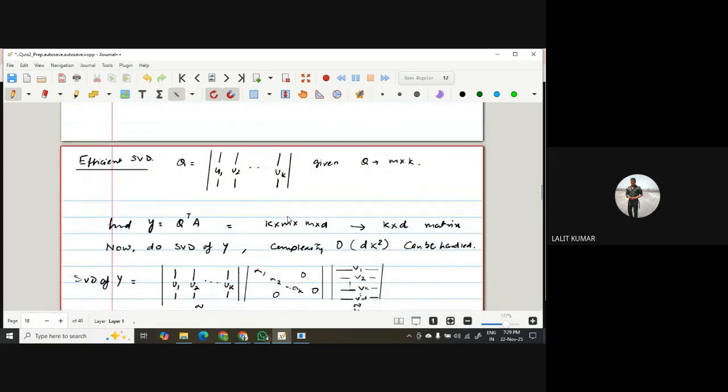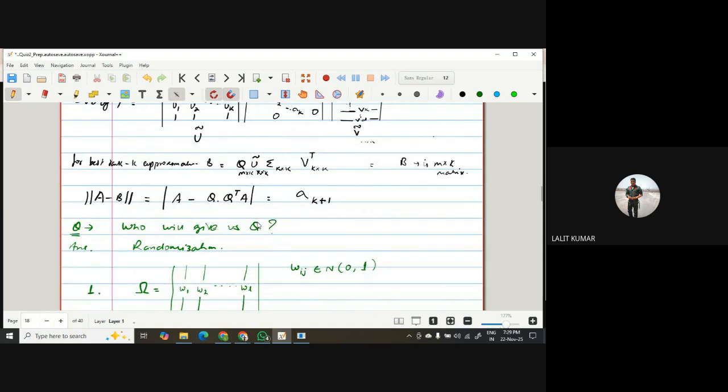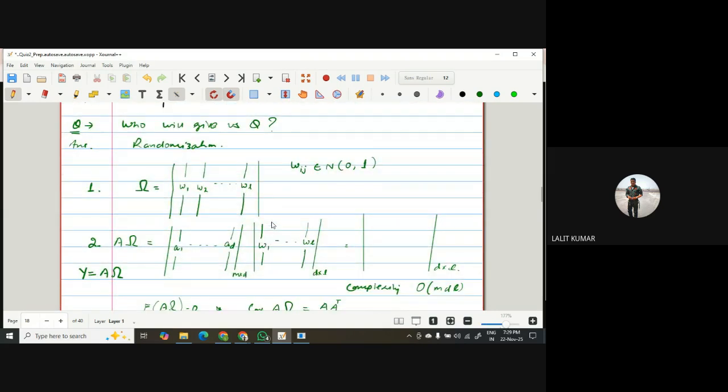Now we come to fast SVD. For fast SVD, what do we do? I'll just cover the important parts. We find a matrix which has all vectors with values from the normal Gaussian distribution, 0 and 1. So this is W1, W2, up to WL, and L is equal to K plus P. K we need, and we add some number P for generalization. So we have got this matrix omega, W1 to WL.